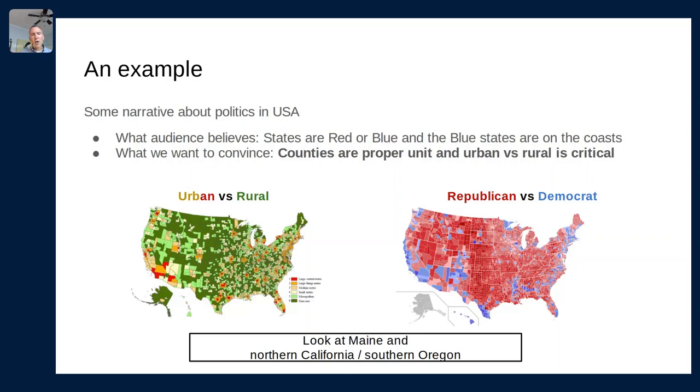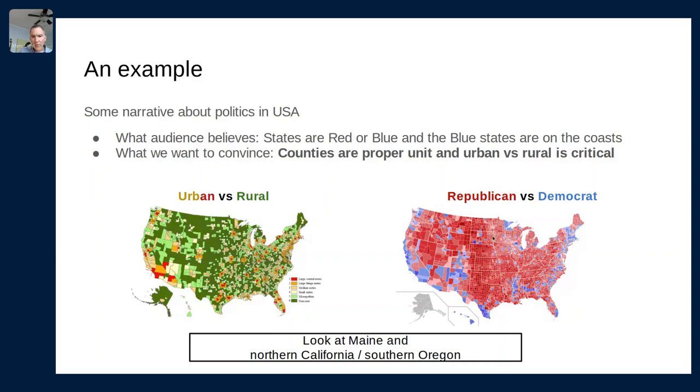And let's say you want to convince them that counties are actually the proper unit, and that urban versus rural is the critical distinction, not coast versus non-coast. So now we have these maps, which people understand pretty quickly. They're pretty. I didn't make them; I pulled these offline somewhere. I have two of them there. I have urban versus rural, and the rural ones are more green and dark green. Then everything else, red is super urban and yellowish is kind of urban also.